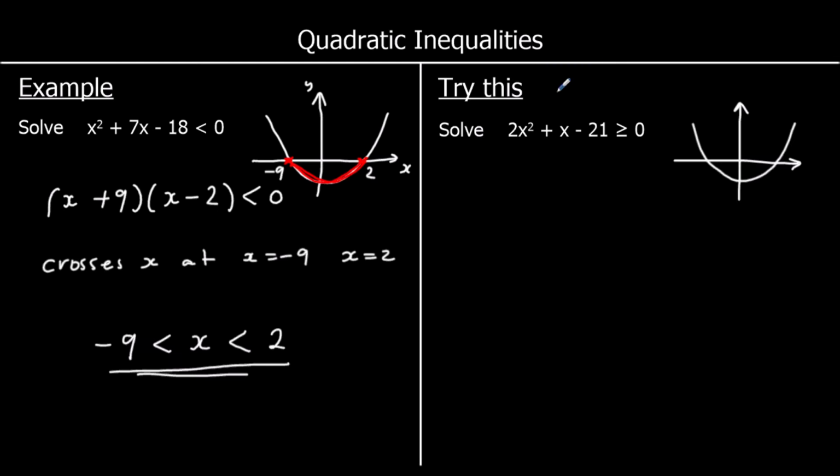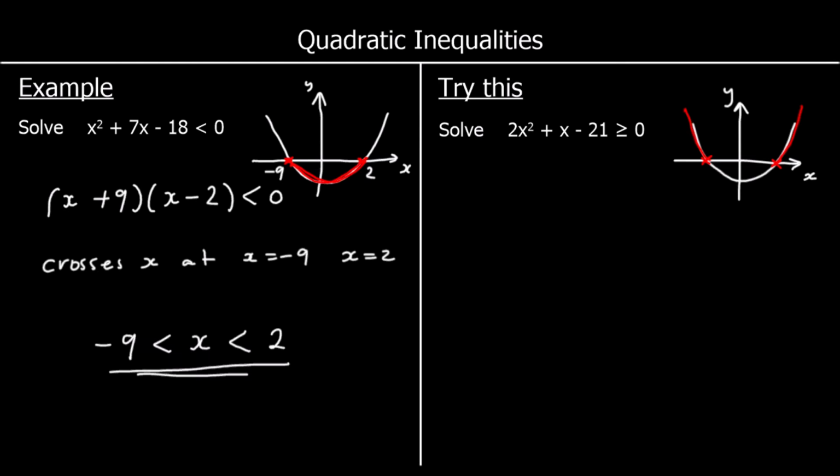And this time we want to know where it's bigger or equal to 0. So again, it's equal to 0 where it crosses the x-axis, and it's bigger than 0 above the x-axis. So we're looking for these 2 parts here. So we're going to find these values that it's equal to 0 at, and it'll be less than this one or more than this one that will make it bigger than 0.